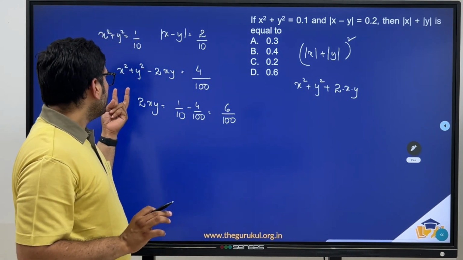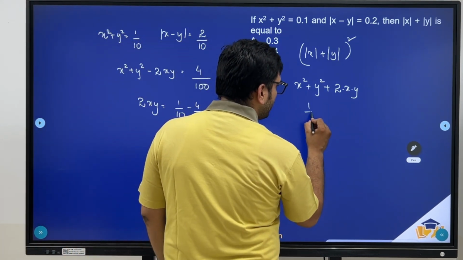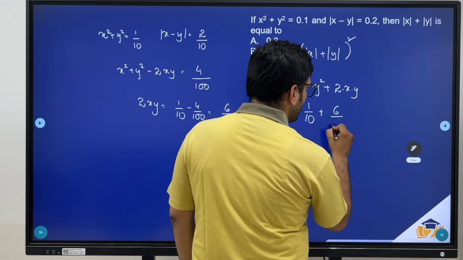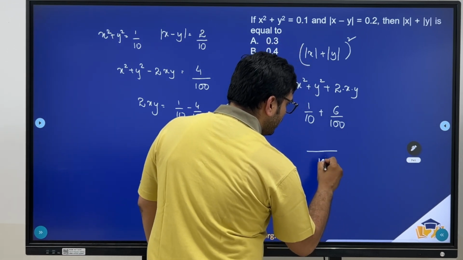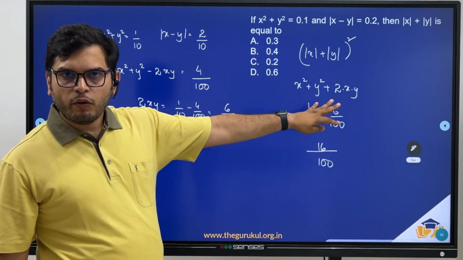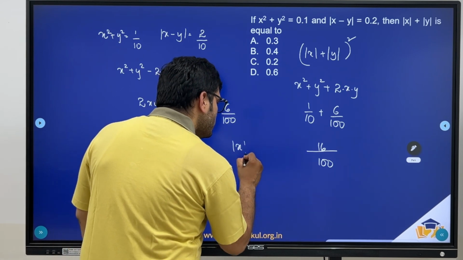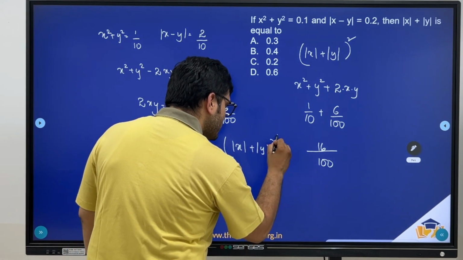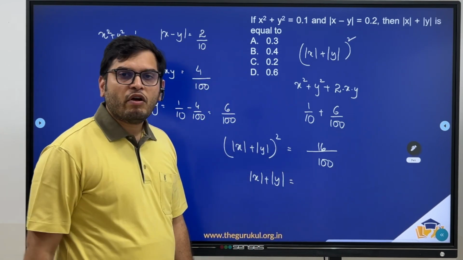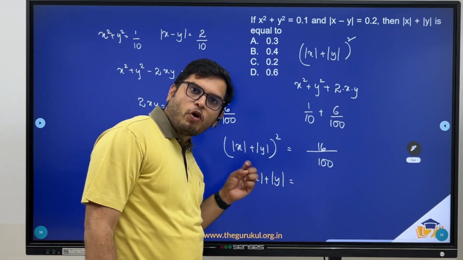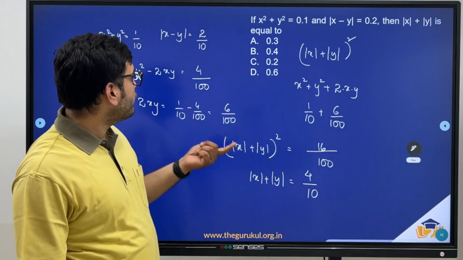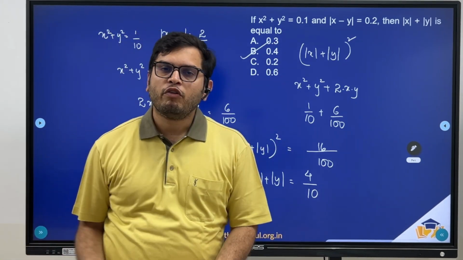Right. So we know that x square plus y square is given to be 1 by 10 plus 2xy is given to be 6 by 100. Now LCM 100, then 10, 10 plus 6 is 16. Now what is 16 by 100? Mod x plus mod y whole square. Now if mod x plus mod y whole square is 16 by 100, so mod x plus mod y can be either plus or minus 4 by 10. But since this is positive, we should be considering 4 by 10 only, right? So the answer for this question should be option B, 0.4.